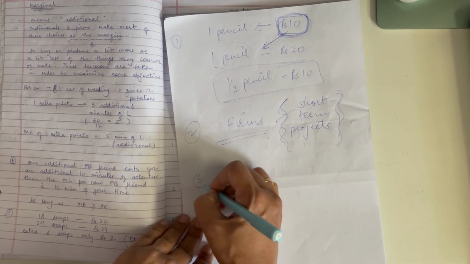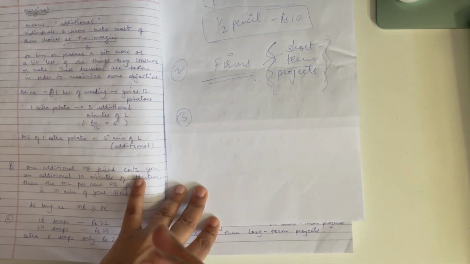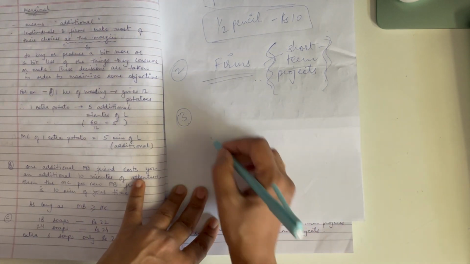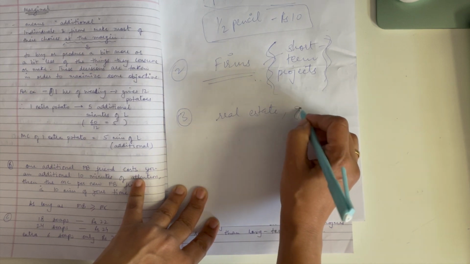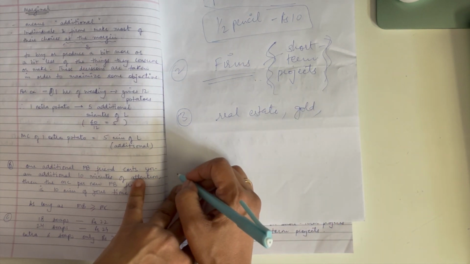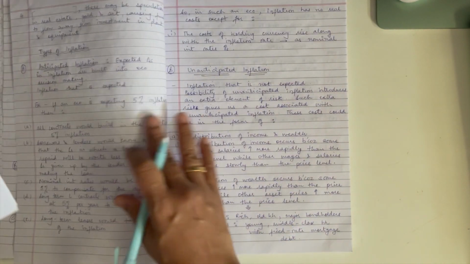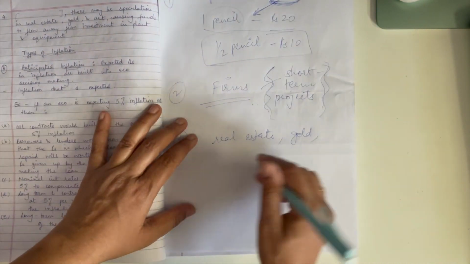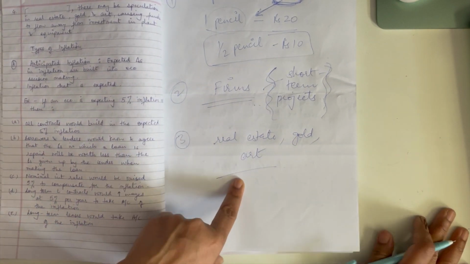The third effect of inflation is that when there is inflation, there's a lot of speculation in other areas of economy, right? It could be your real estate, it could be your gold, or it could be, one more thing I had written, it could be your art, expensive art, right? So you could have speculation in these areas.